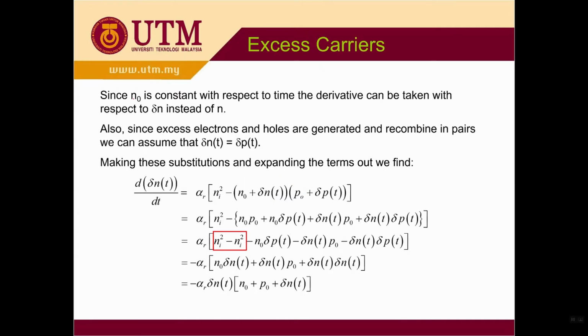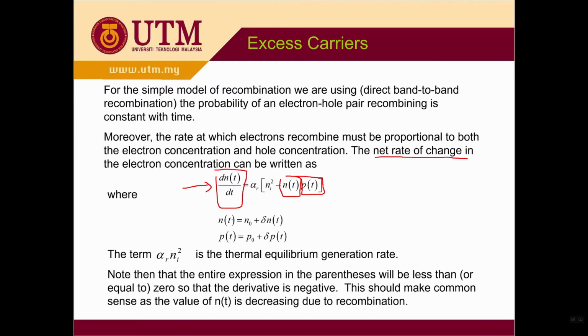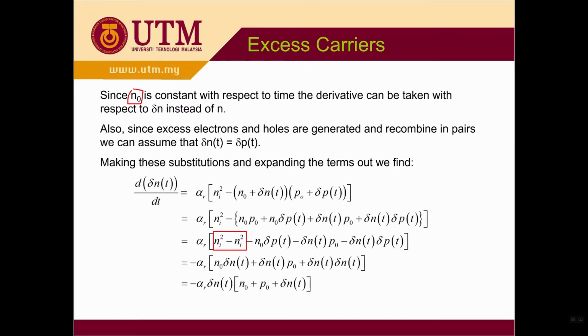So we know that since n0 is constant with respect to time, the derivative can be taken with respect to Δn instead of n. What it means here is that in this equation, this term is independent of time, and this one is independent of time. So instead of writing nt here, we replace it with delta n. Replace the nt with delta n.